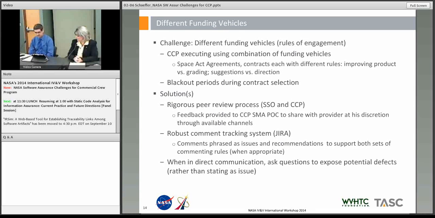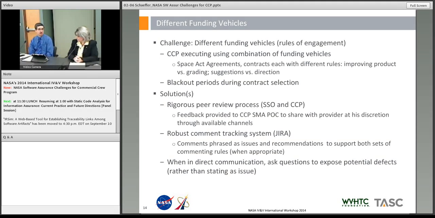As Kathy mentioned, we are operating under different contract vehicles, each with different rules. Kathy mentioned the Space Act agreement is more of a partnership improving the product. It was frowned upon to point out flaws. We had to communicate with recommendations and lessons learned. You could not be directive under a Space Act agreement. However, under contract, you can be more directive. You are communicating issues.